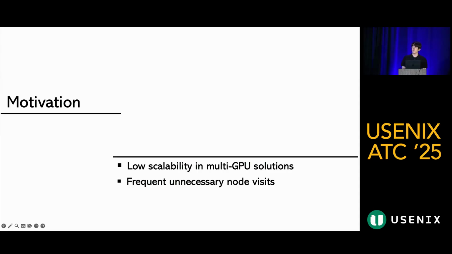Now let me explain the motivation of our work. First, existing multi-GPU ANNS solutions show low scalability, not efficiently utilizing the added GPUs. Second, there are frequent unnecessary node visits during the search, leading to wasteful computations.